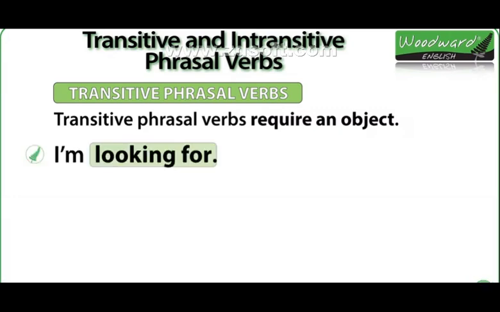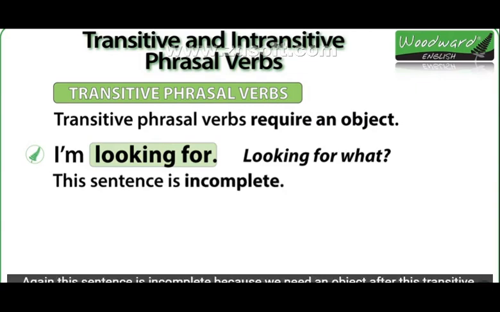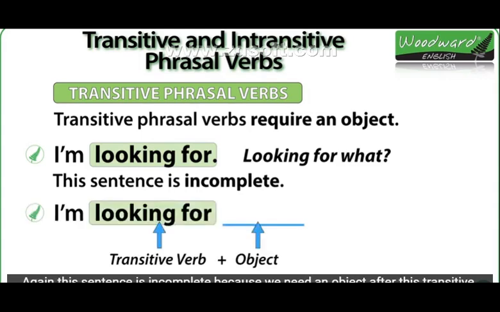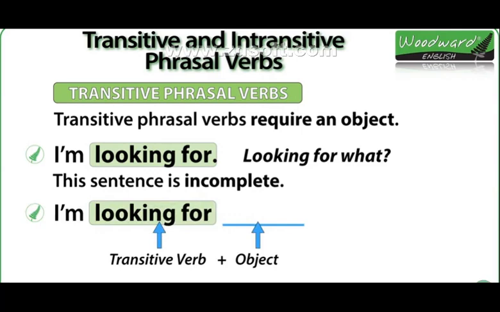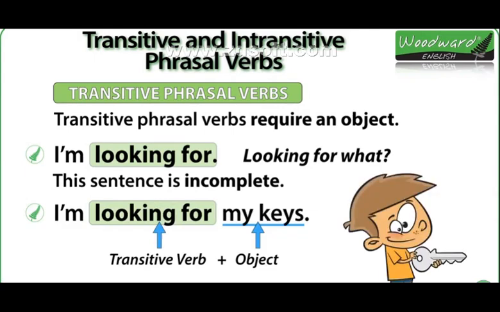I'm looking. If someone says I'm looking for, you would automatically think looking for what? Again, the sentence is incomplete because we need an object after this transitive verb. You are looking for what? Okay, so we need an object. Let's say that my keys is the object that I'm looking for. I'm looking for my keys. So my keys here is the object. Now the sentence is clear and makes sense and we can understand it. We need to add an object after the transitive verb to make the sentence complete.